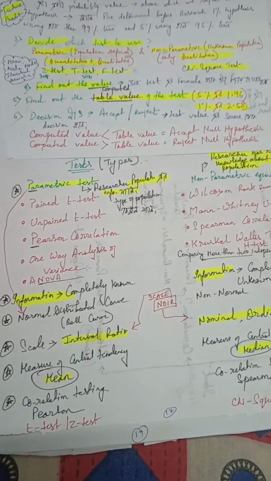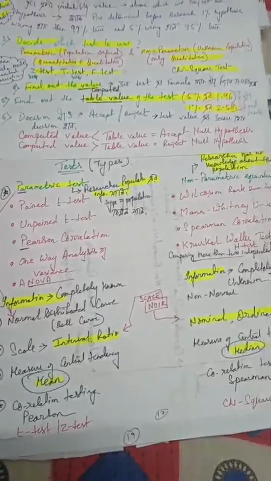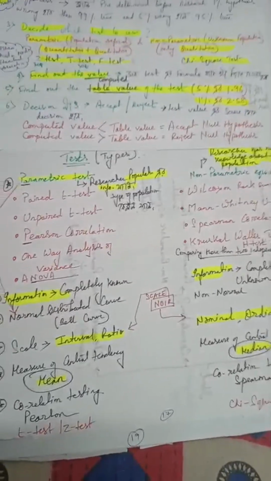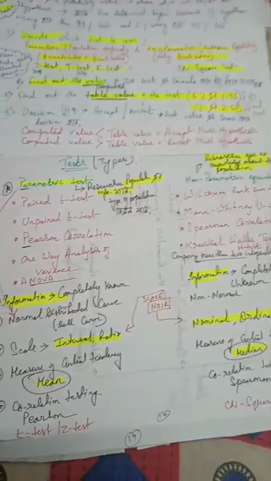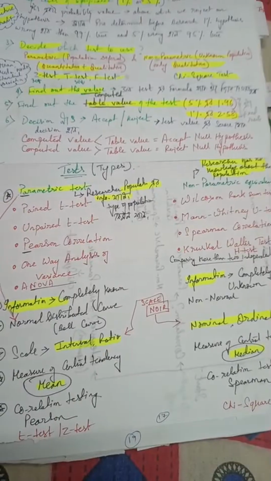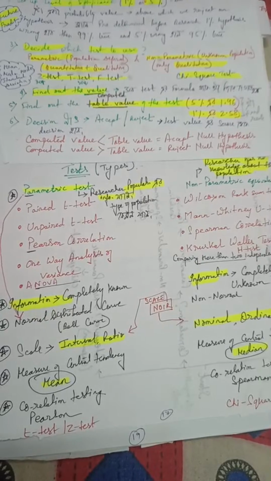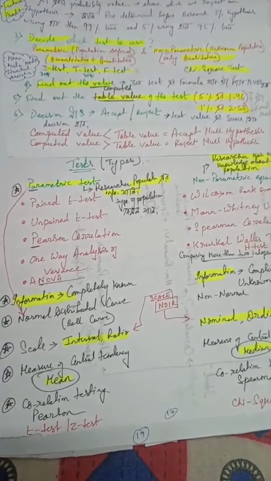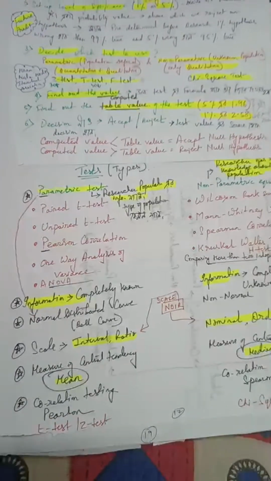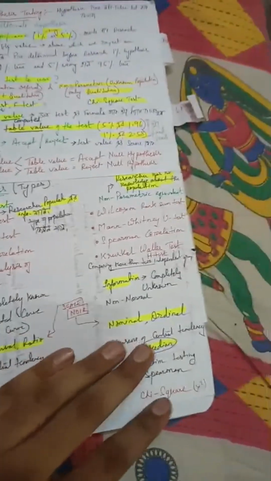Now, information. In parametric, the information is completely known, and in non-parametric test, the information is completely unknown. Normal distribution: parametric test states a normal distribution curve or bell curve, and in non-parametric test, it's a non-normal distribution. The scale of parametric test is interval and ratio. Interval and ratio, you have identified NOIR. In NOIR, the scale is interval and ratio for parametric, and nominal and ordinal for non-parametric.